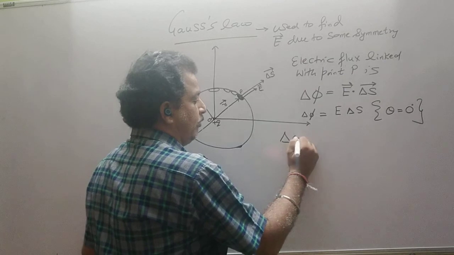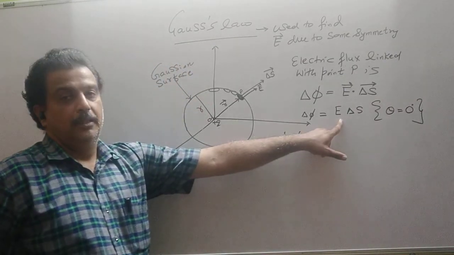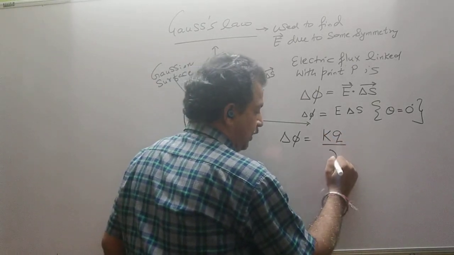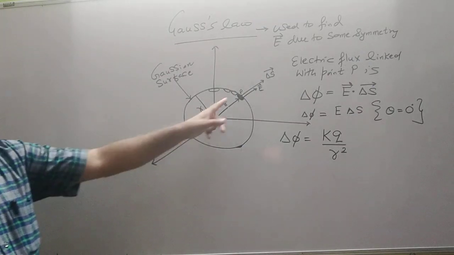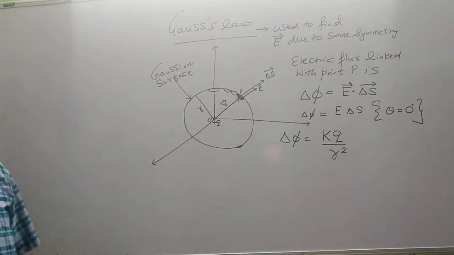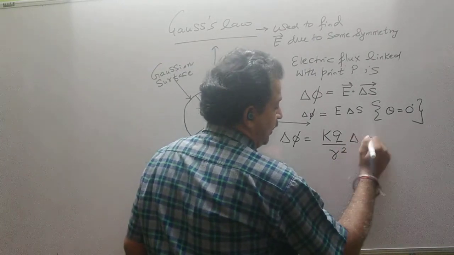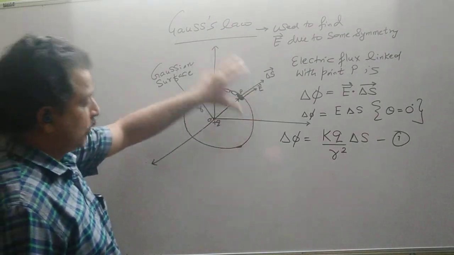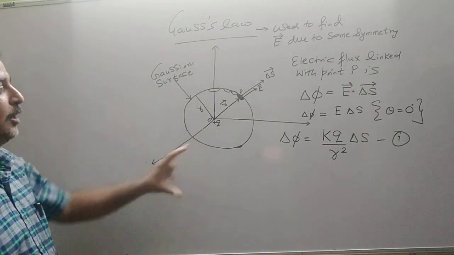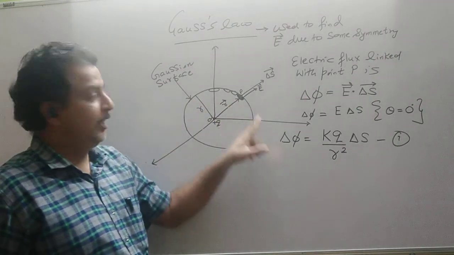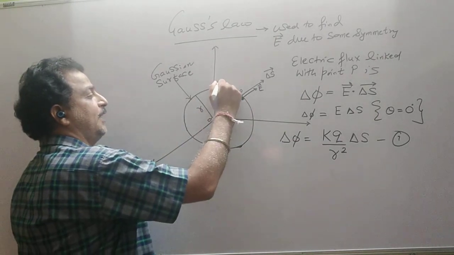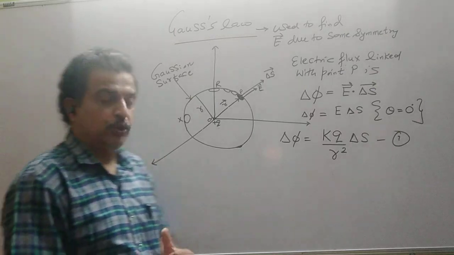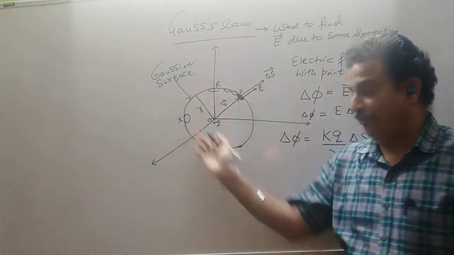Now the electric field intensity at point P will be k q upon r square, where q is our source charge and the test charge is at P, into delta S. So this is equation 1. Now I want to find out the total electric flux. This is the flux linked with point P only. Then we have another point, say R, we have another point, say X. Now I have to find out the total flux linked with the entire surface.